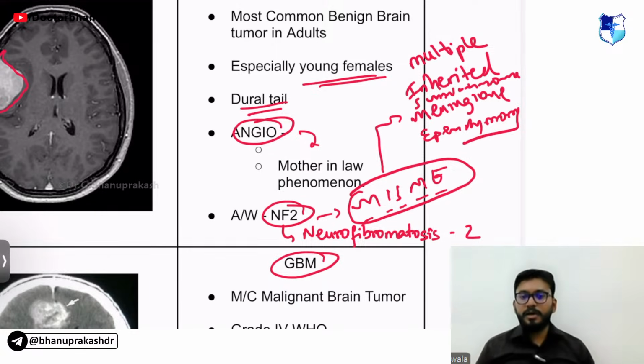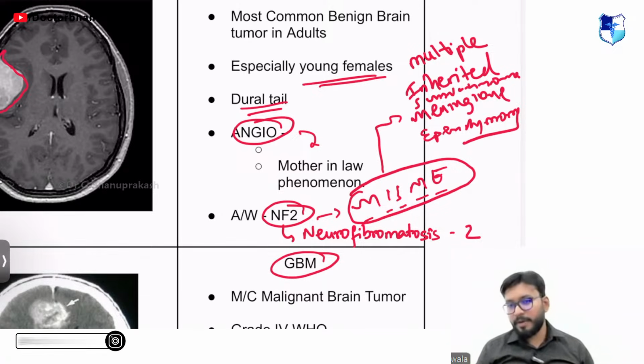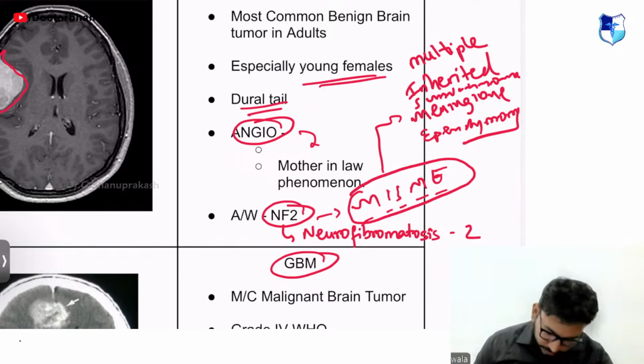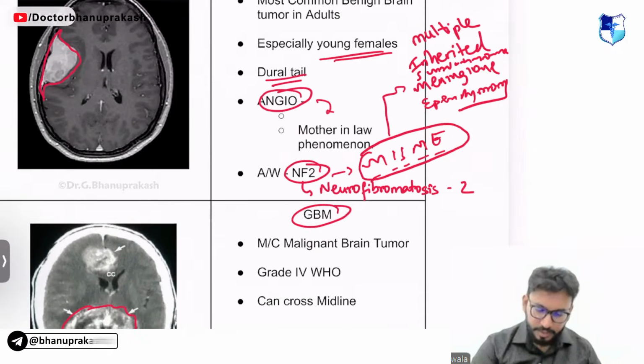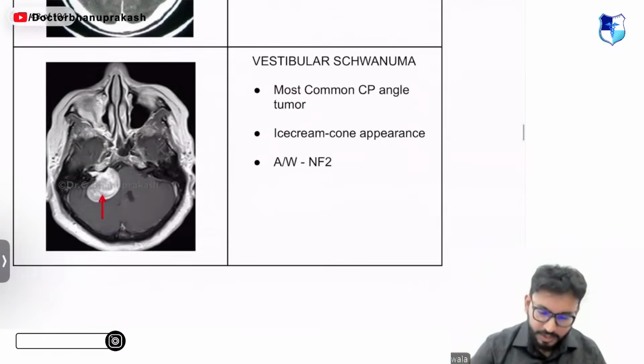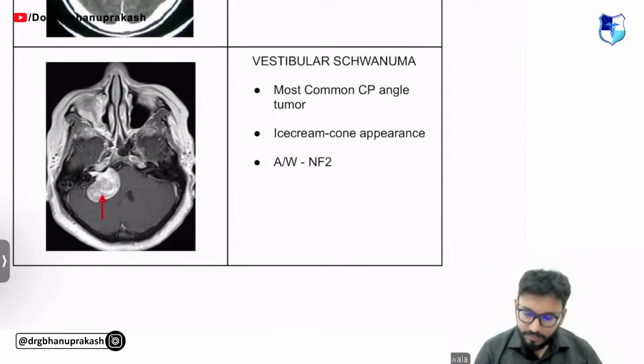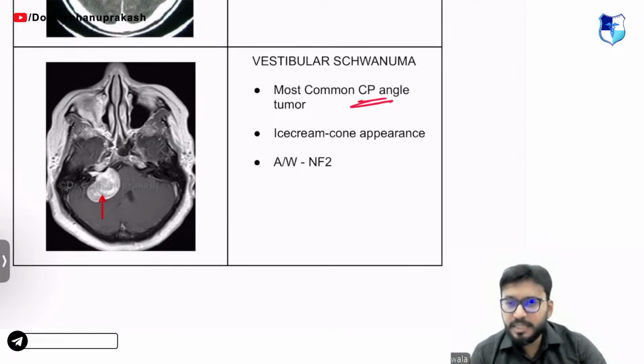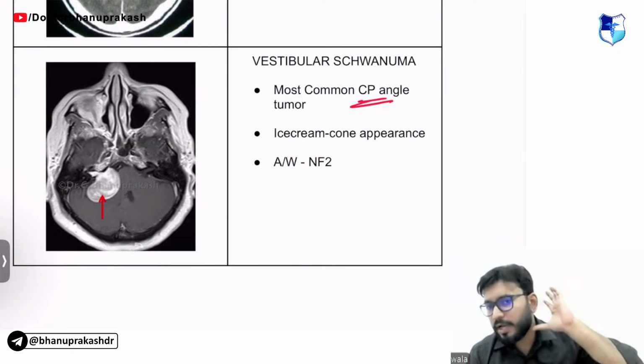Multiple inherited schwannoma, meningioma, ependymoma is MISME. Okay, let's go. Look at this schwannoma. We were talking about schwannoma. This is the most common CP angle tumor. Remember, guys, CP stands for cerebellopontine angle.